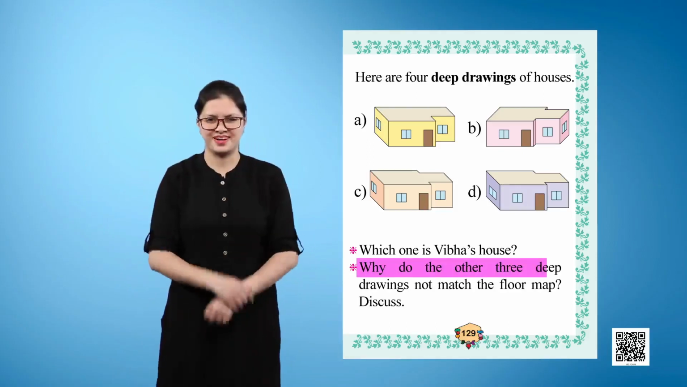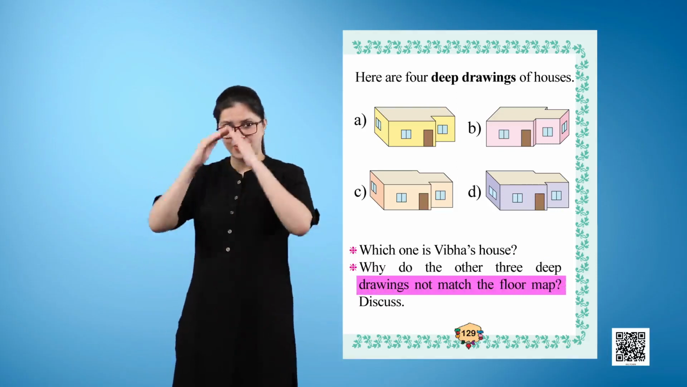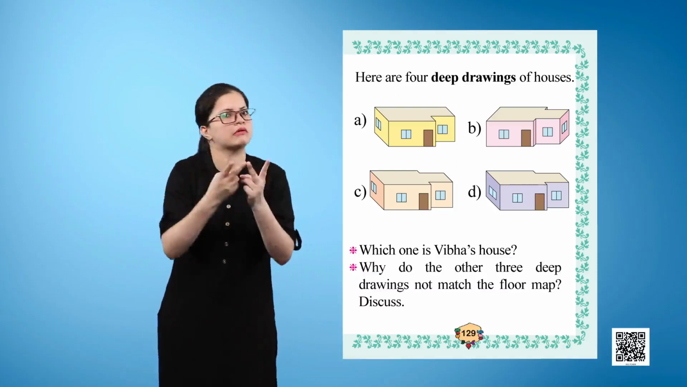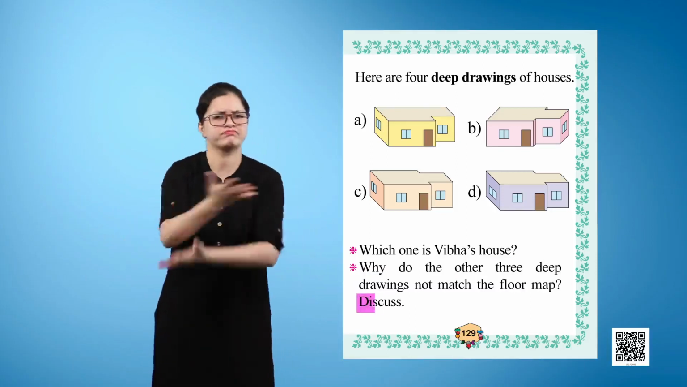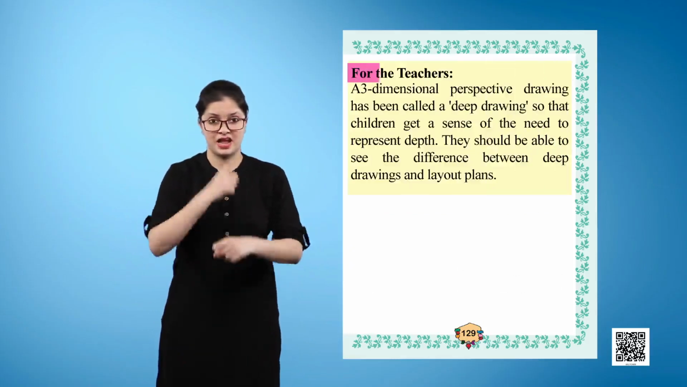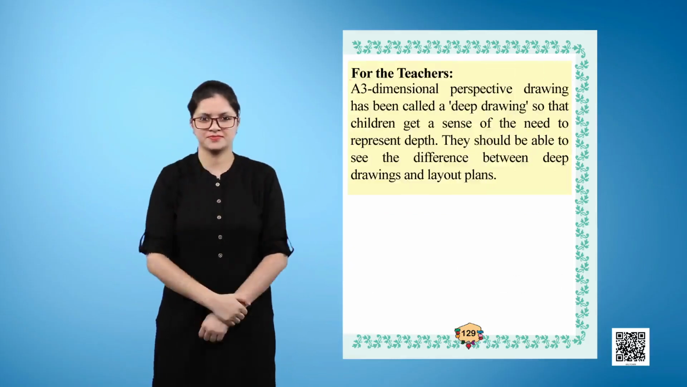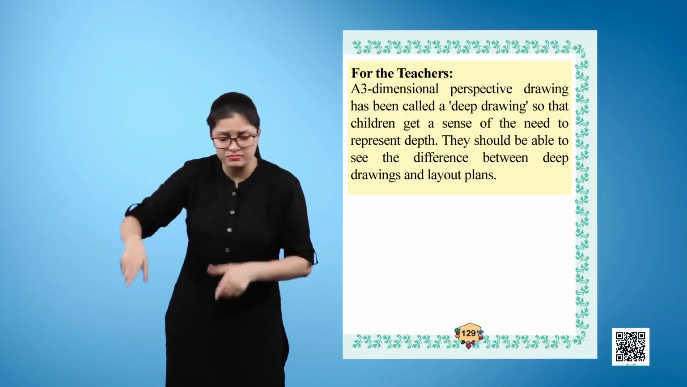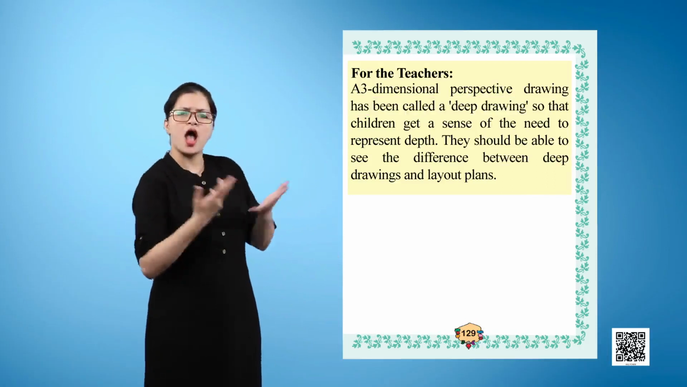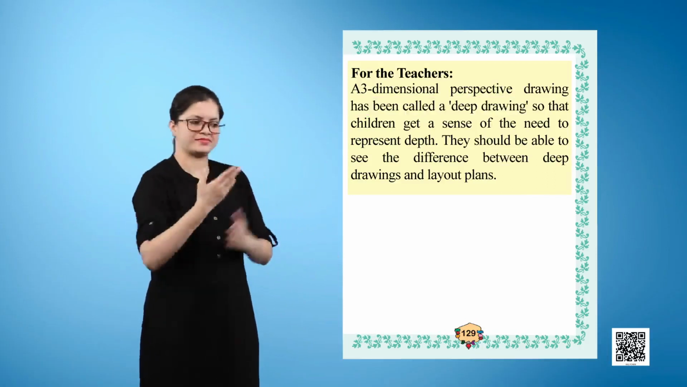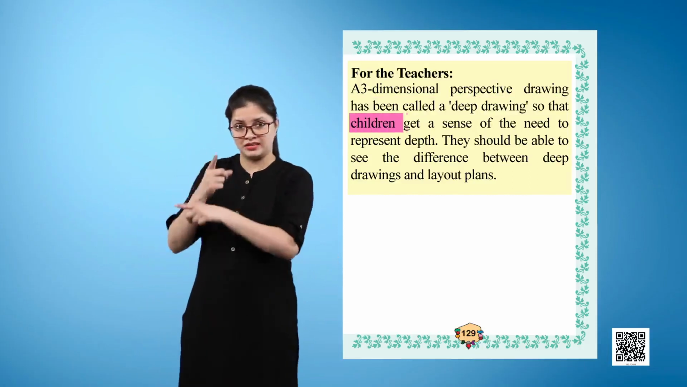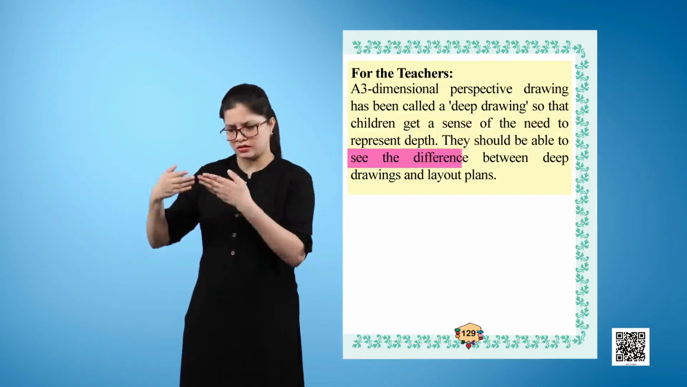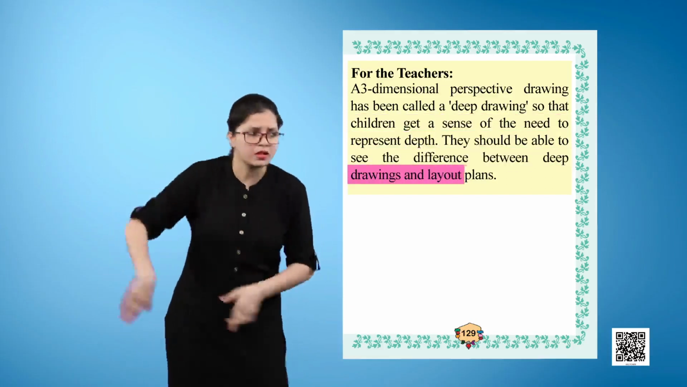Why do the other 3 deep drawings not match the floor map? Discuss. For the teacher. A 3-dimensional perspective drawing has been called a deep drawing so that children get a sense of the need to represent depth. They should be able to see the difference between deep drawings and layout plans.